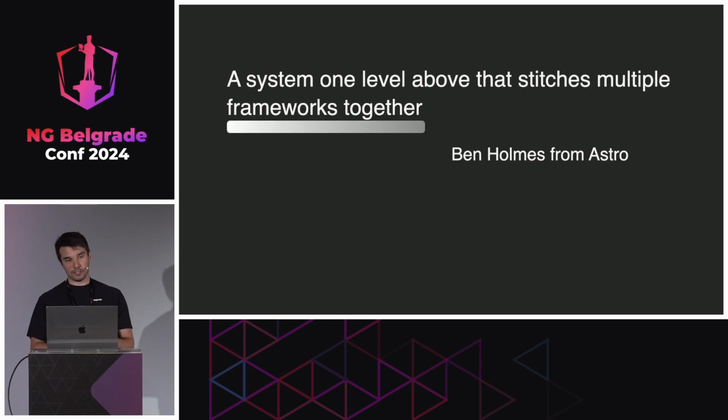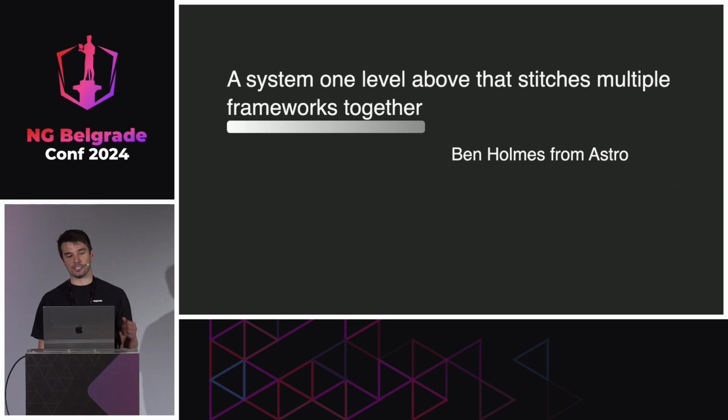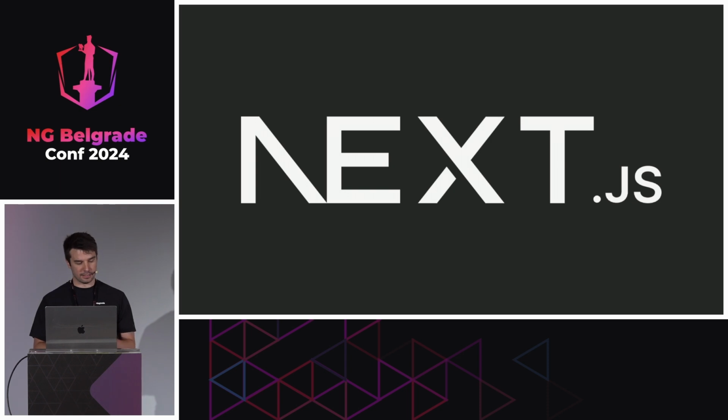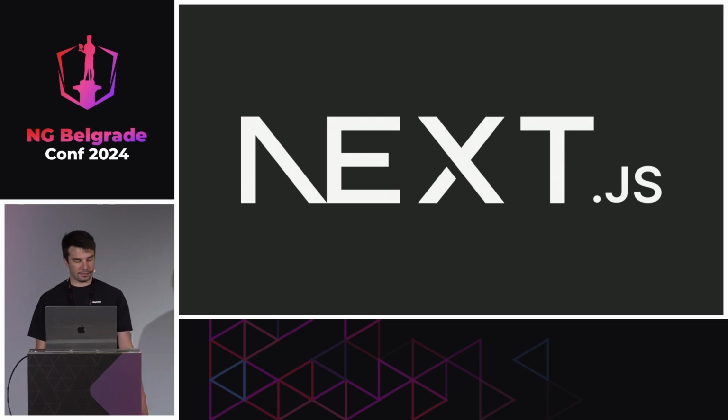And Ben Holmes from Astro, which is actually a meta framework too, has a great definition. A meta framework is a system one level above that stitches multiple frameworks together. And that's exactly what Next.js is. It's a great example of a meta framework, and it's built on React, right?